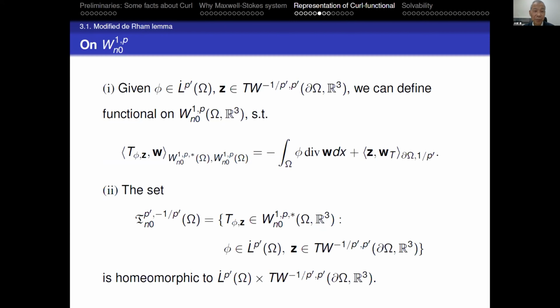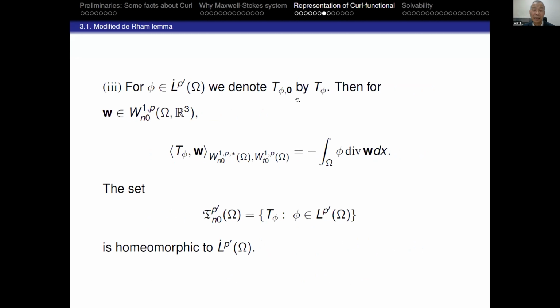Okay, now we go to W^{1,p}_{N,0}, where the normal component equals 0. Again, for any function phi and for any Z in this trace space, you can define the functional T_phi(Z) in this way: phi times divergence of W, integrated over omega, plus the integral of Z dot the tangential component of W on the boundary. And again, this space of functionals is homeomorphic to L^p closed with this trace space. And if Z equals 0, you can define T_phi(0).